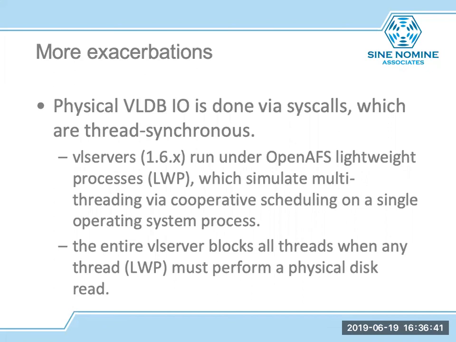And when you have an LWP that needs to make a synchronous call to the operating system, then you're doomed because you're blocked on that particular thread and no other thread can run, as would not be the case for POSIX threads, for P threads. So the entire VLserver blocked anytime we have to go do a physical disk read. In this particular use case that I've described to you, the problem is so severe, the VLDB is so big, the load is so high, the UBIC buffer is so small, that we're doing this most of the time. So this also is a limiting factor.